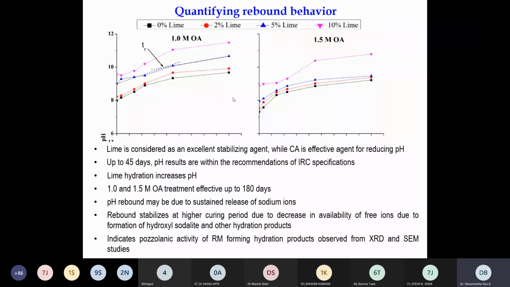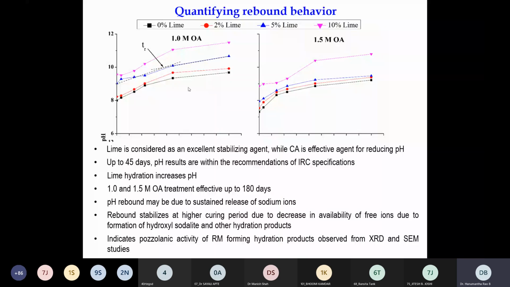So with that intention, we added 0 to 10% of lime, for different molarities of oxalic acid as well as the lime. But in fact, we got the same pH rebound in this case also, with the combination of the organic acid and lime. So we got a bilinear relationship, and we tried to quantify it by fitting two linear curves, and the intersection is termed the time required for the rebound. So this intersection indicates the time required for cessation of the pH rebound.